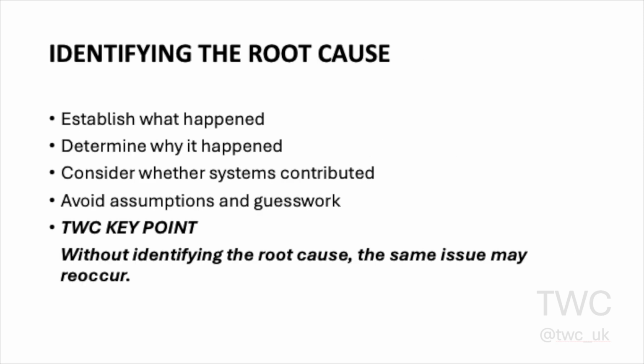One of the most important stages of the corrective action process is identifying the root cause. This involves establishing what happened and understanding why it happened. While it may be tempting to attribute an issue to human error, there may also be weaknesses in procedures, training arrangements, supervision or management controls that contributed to the problem. Root cause analysis does not need to be complicated. The objective is simply to identify the true reason why the issue occurred. Without identifying the root cause, there is a significant risk that the same problem will occur again in the future.